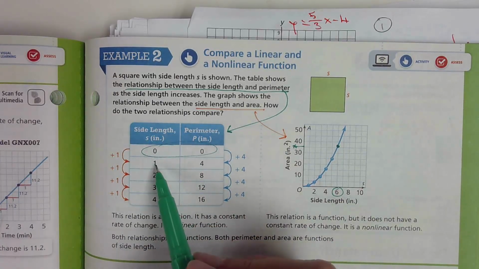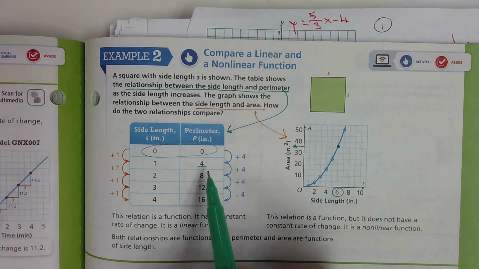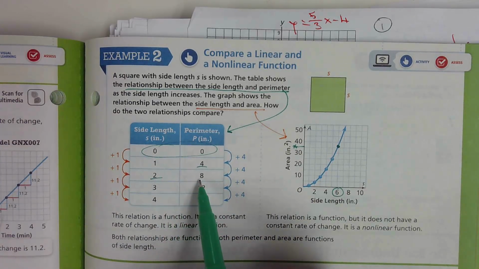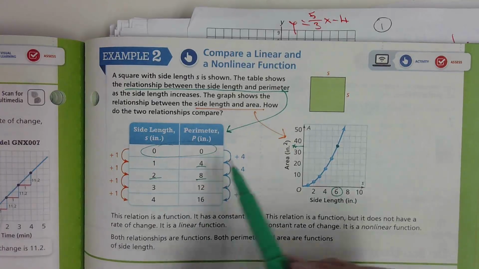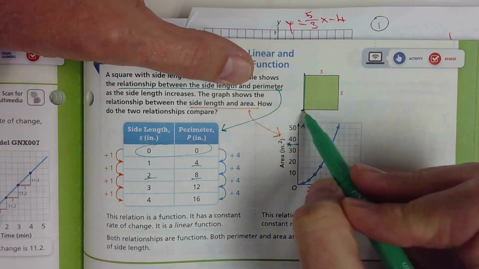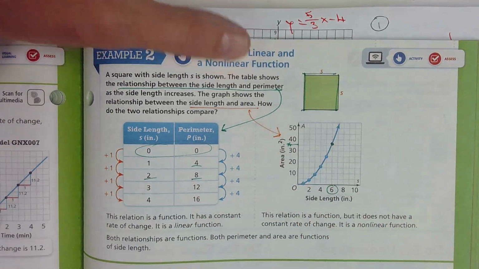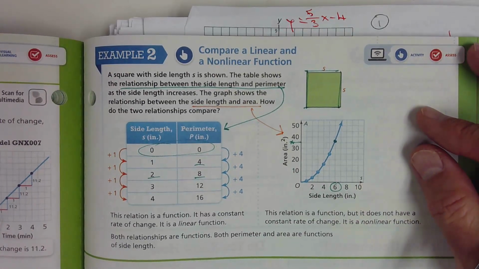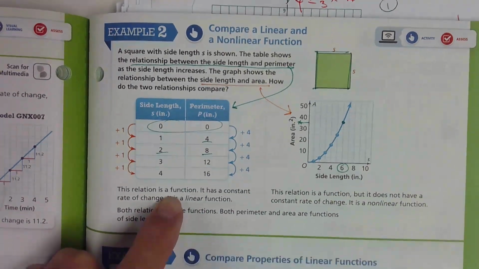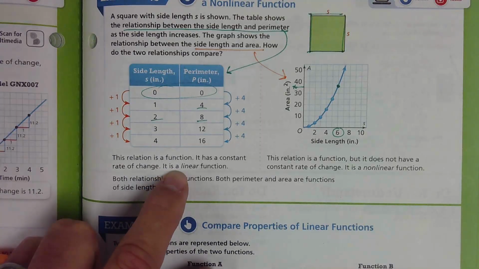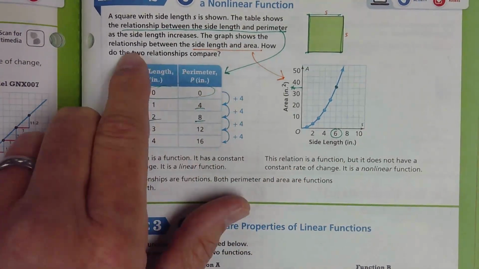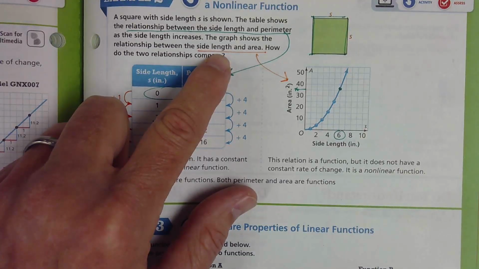You don't even have a square there. But if the side length is 1, remember you just add up all 4 sides, and the perimeter is 4. If the side length is 2, you add up all 4 sides, and the perimeter is 8. You guys should know how to define the perimeter. Just add up the sides. And it says this relation is a function that has a constant rate of change. It's a linear function. But the graph shows a relationship between the side length and area.